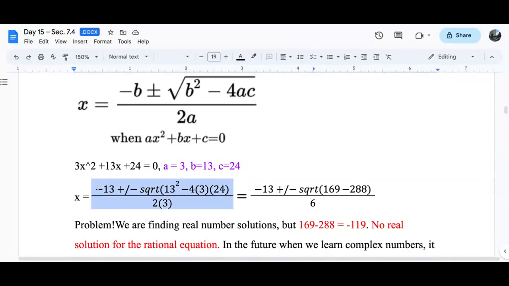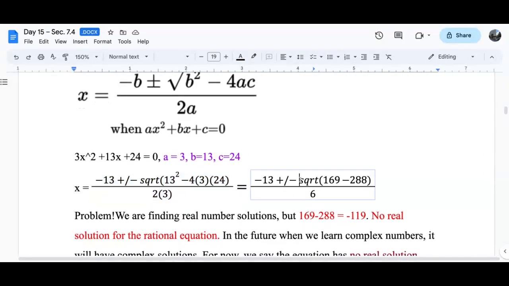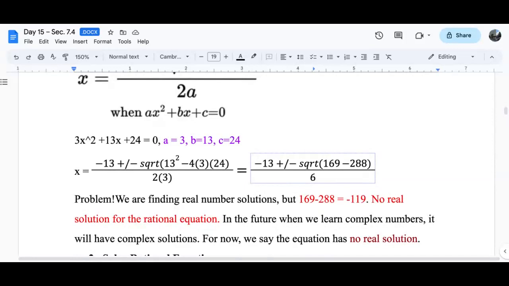So when we plug into the quadratic formula, what do we get? Under the square root, we get a negative number, because 169 minus 288 will be negative 119. And then we know that's an imaginary number. It's not a real number. But when we talk about functions up to this point, or equations, we don't want to deal with the imaginary number yet. We want to have a real number solution.